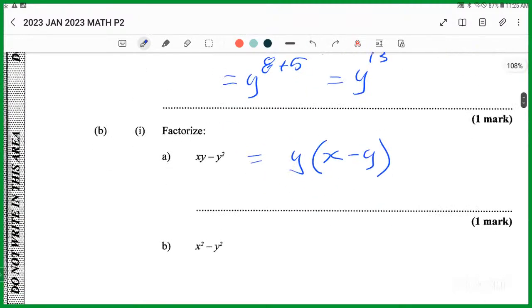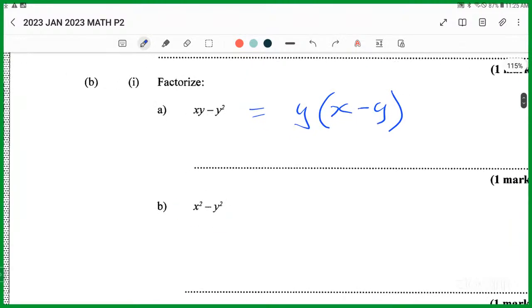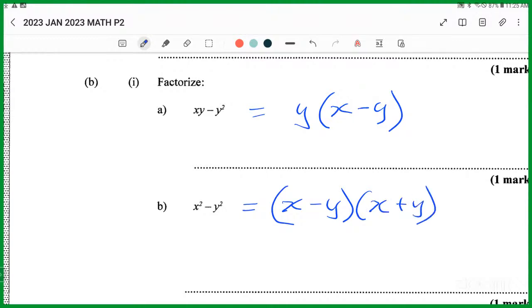Next one. Factorize this. That's the difference of two squares. You must know the root of the difference of two squares. This one becomes the difference of the numbers times the sum of the numbers. Those things are supposed to be basic by now. The difference of two perfect squares. That's it. Done. All right.